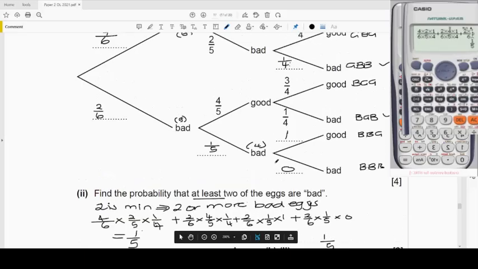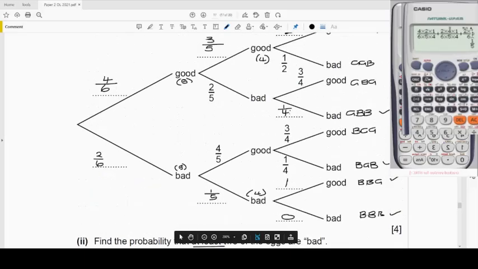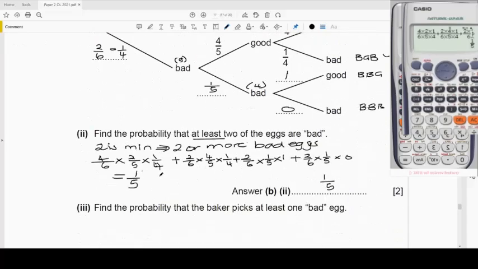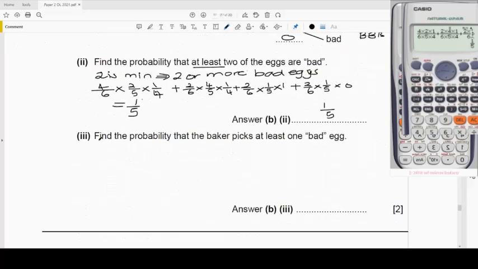Okay, and then remember what I said, that these two fractions, you can always simplify them. This is 2 over 3. And then this one here is 1 over 3, because most of the time you want to leave your answer in its simplest form. Okay, then the next one, we have to find the probability that the baker picks at least one bad egg. So again, we need to remember, what does at least one bad egg mean? So at least one, it means one or more.